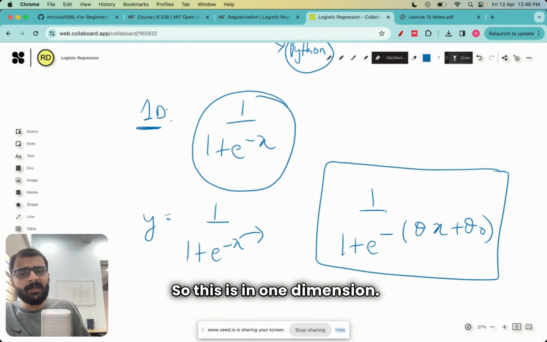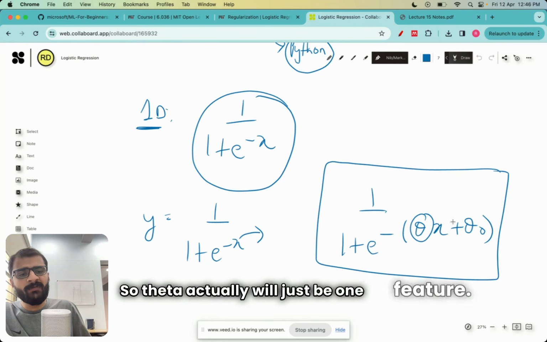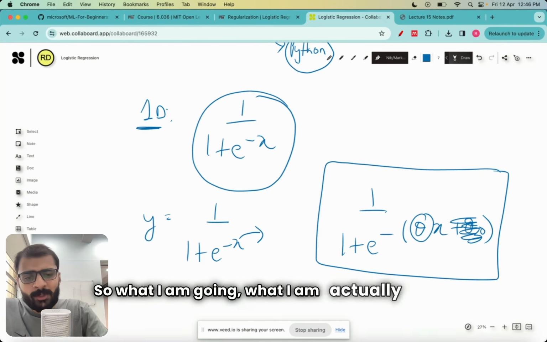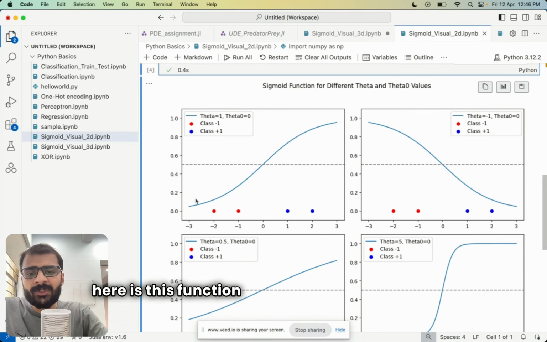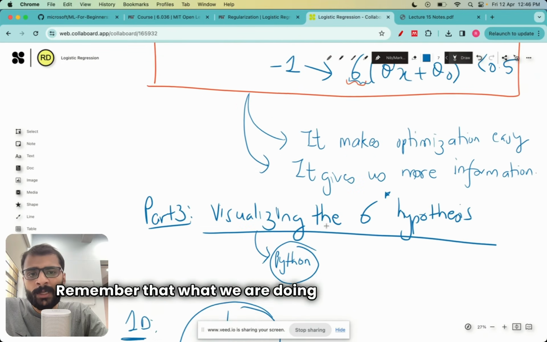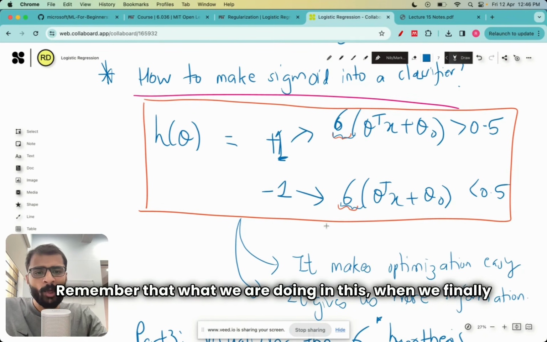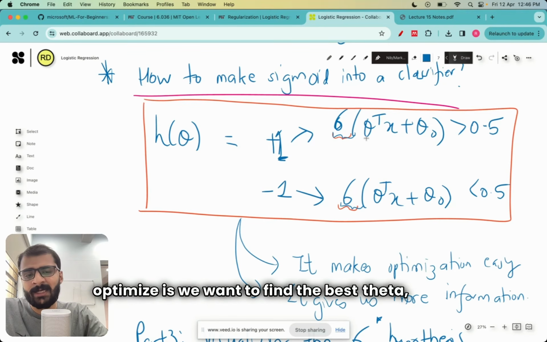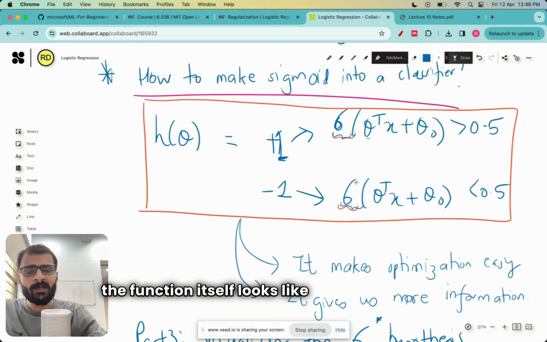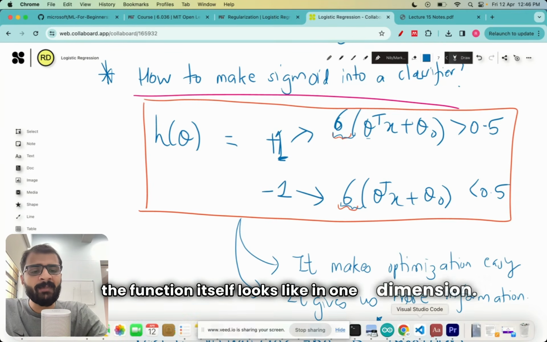So this is in one dimension. So theta actually will just be one feature. So there won't even be a theta naught. So what I'm actually showing here is this function for different values of theta. Remember that what we are doing when we finally optimize is we want to find the best theta, right? But first I want to show you what the function itself looks like in one dimension.